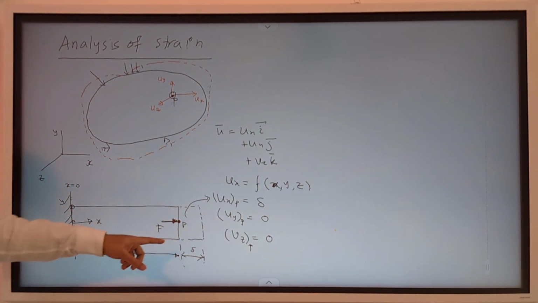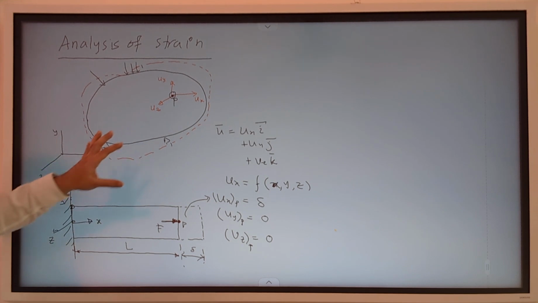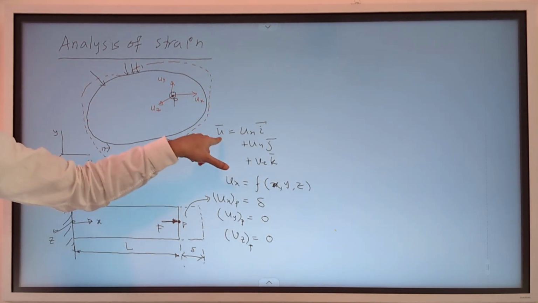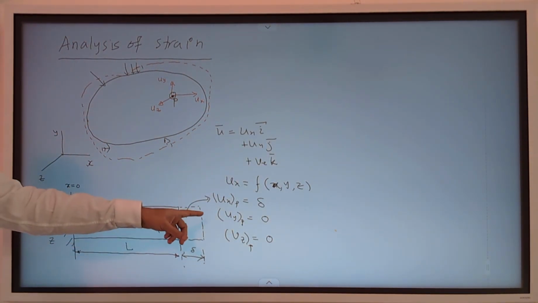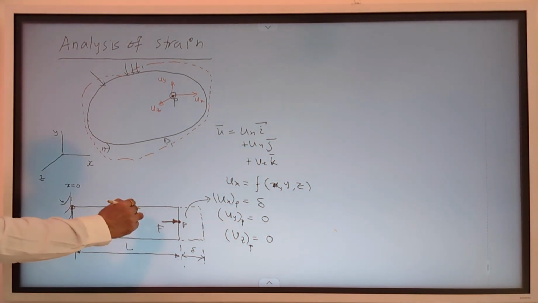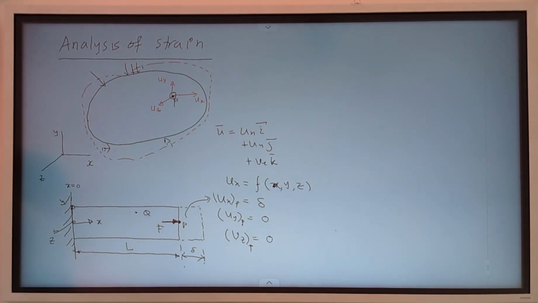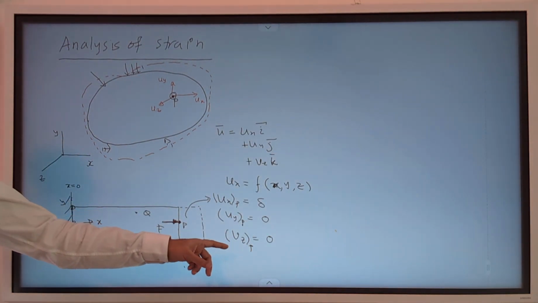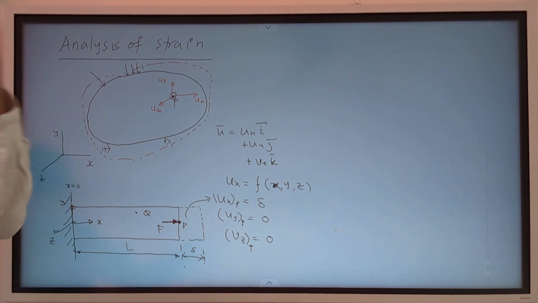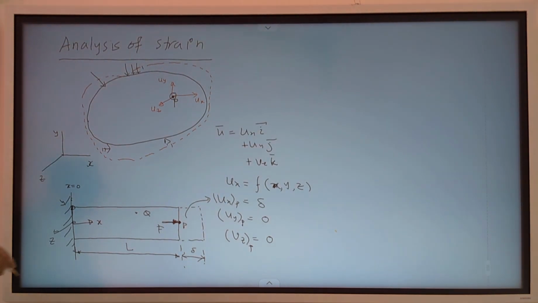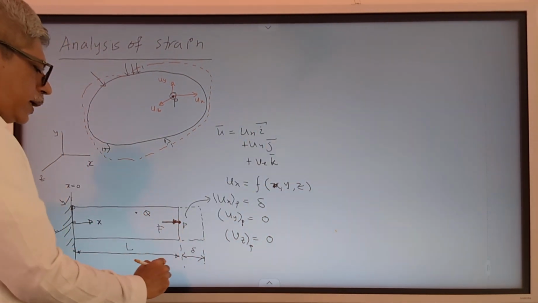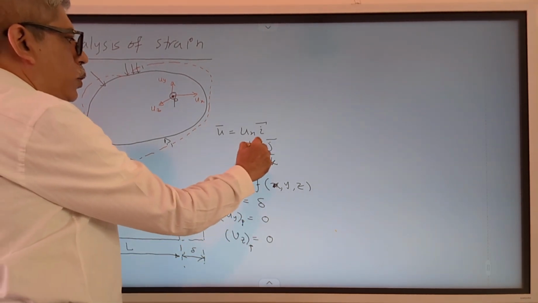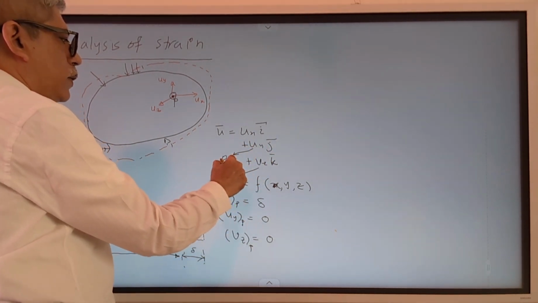Now, if you have to write for this entire bar, that is this entire object, what is the displacement field, u bar? So for this bar, if I take any arbitrary point q, and you ignore the Poisson effect, what would be the values of uy and uz? You are simply pulling the bar. So will there be vertical or transverse deformation? There will not be any transverse deformation. So for this particular case, uy would be 0 and uz also will be 0.